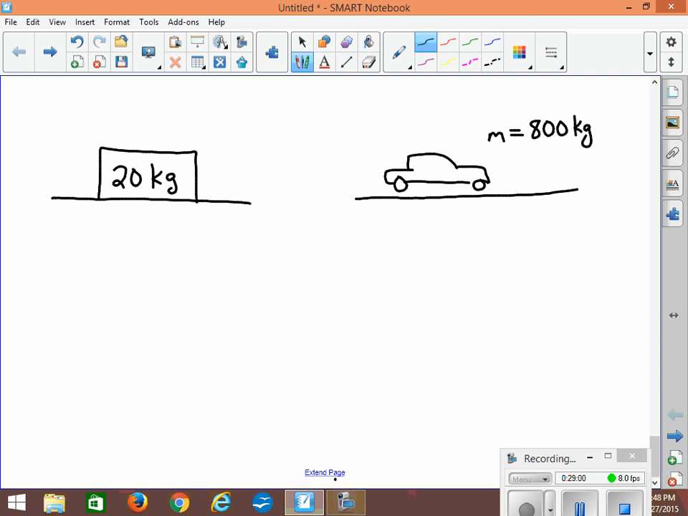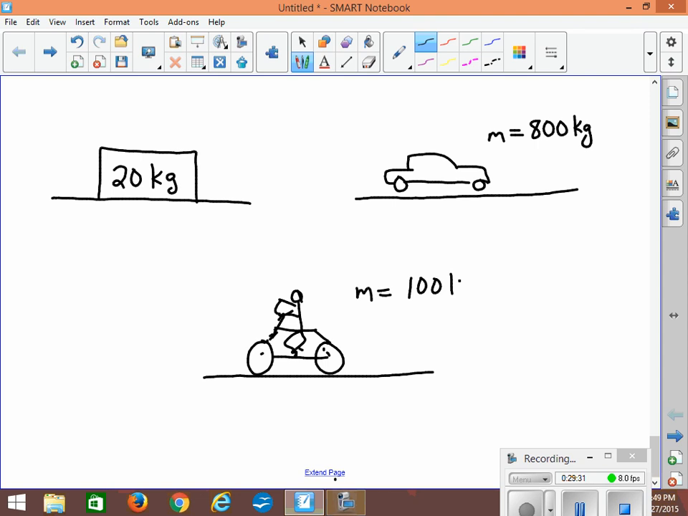And I'll give you one more example. And I will say, okay, let's do you on your bicycle. So here's your bicycle, right? And you're riding your bike. Here you are. Put your feet on the pedals. Okay, that's a pretty sad bike. But the mass of you and the bike is 100 kilograms. Heavy bike.